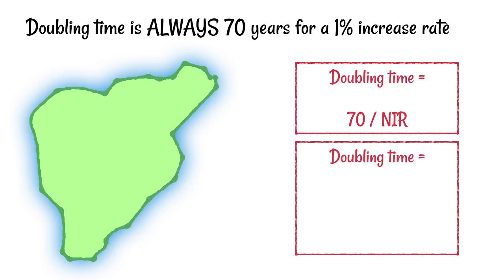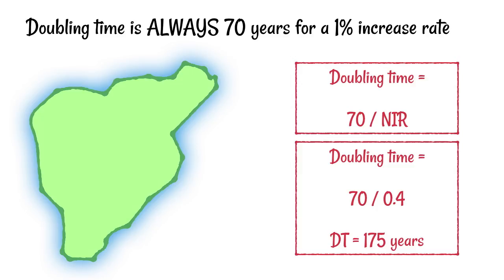So for our population, we've got 70 divided by 0.4. That's the natural increase rate we calculated for this population. 70 divided by 0.4 gives us a doubling time of 175 years. What that means is it'll take 175 years for this particular population to double in size, assuming that those values of crude birth rate and crude death rate remain the same.